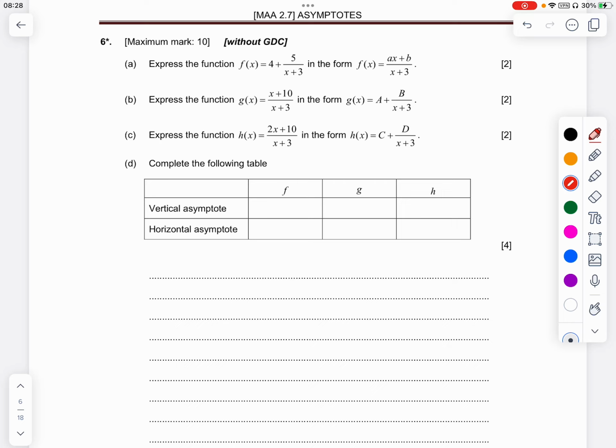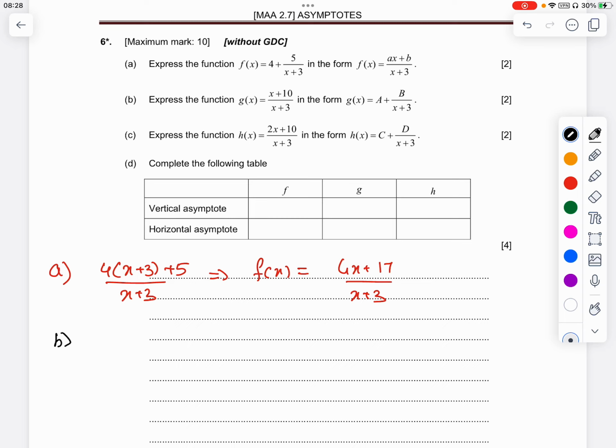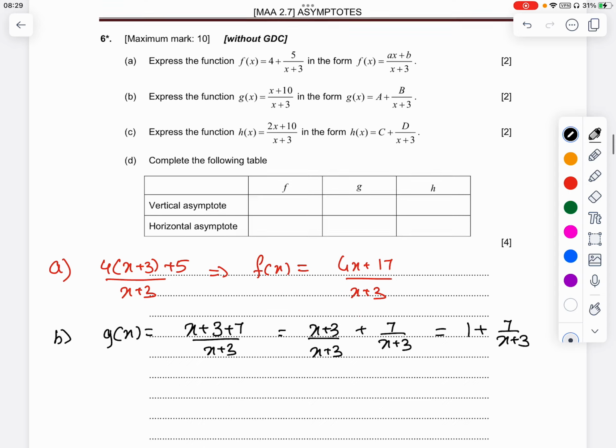Question number 6. Express the function in this form. So for part A, 4 times (x plus 3) plus 5, divided by x plus 3. So this gives me f of x equals 4x plus 17 upon x plus 3. Coming to part B, g of x can be written as x plus 10. X plus 10 can be written as x plus 3 plus 7 upon x plus 3. So it becomes x plus 3 upon x plus 3 plus 7 upon x plus 3, which becomes 1 plus 7 upon x plus 3.